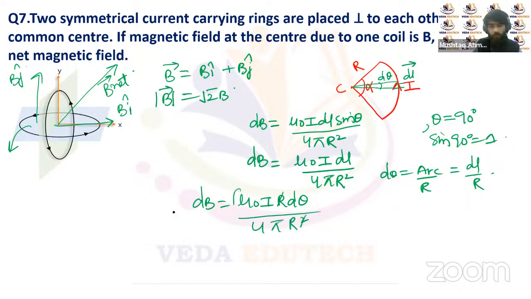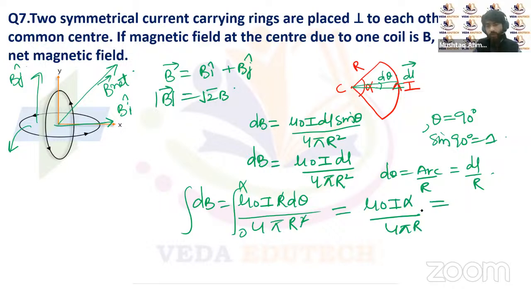We'll integrate it on both sides with the proper limits. The total angle subtended by this arc is alpha, so we'll integrate from 0 to alpha. So it will be mu naught I times alpha upon 4 pi r. This is the net magnetic field because of the circular arc subtending an angle of alpha at the center. So this is an important equation.